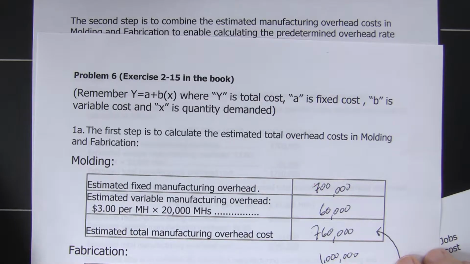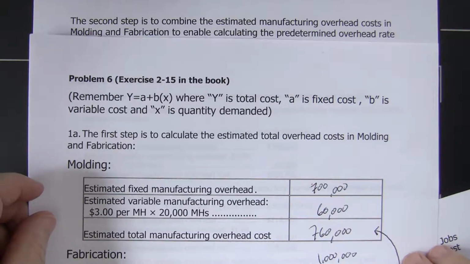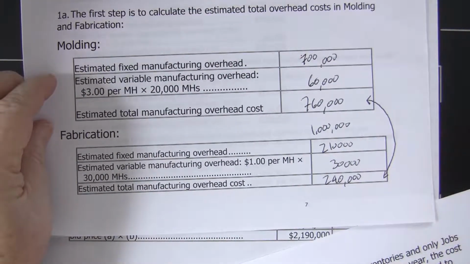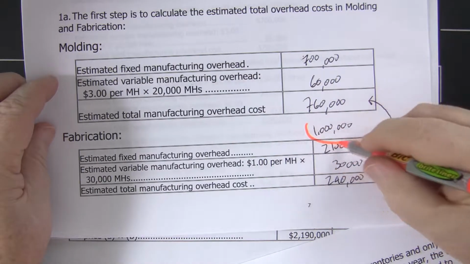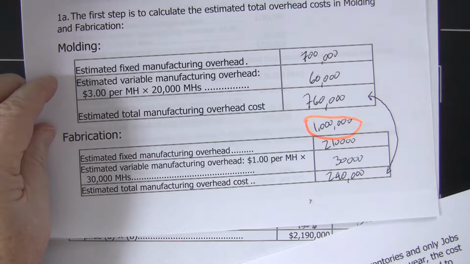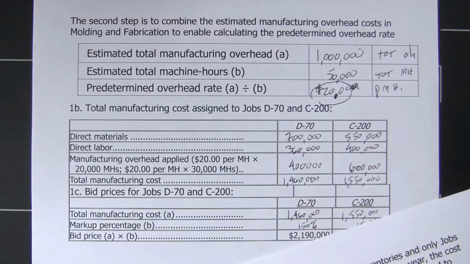Chapter 2, Problem 6, Part 2. This is still exercise 215 in the book. Remember, in Part 1, we used a plant-wide rate. So we took the total machine hours and the total overhead and applied the overhead plant-wide at a single rate. And if you remember right, it was $20 per hour.